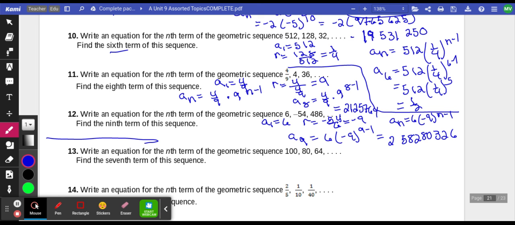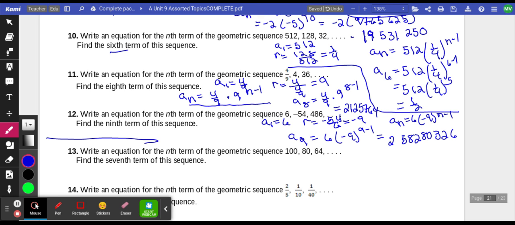Number 11, my a sub 1 is 4/9. My r is 9 because 4 divided by 4/9 is 9. So then my equation is a sub n equals 4/9 times 9 to the n minus 1 power. A sub 8 equals 4/9 times 9 to the 8 minus 1 power, which gives me 2,125,764.